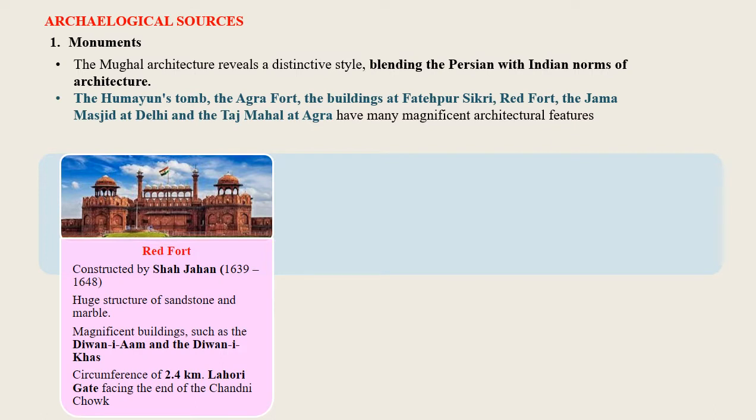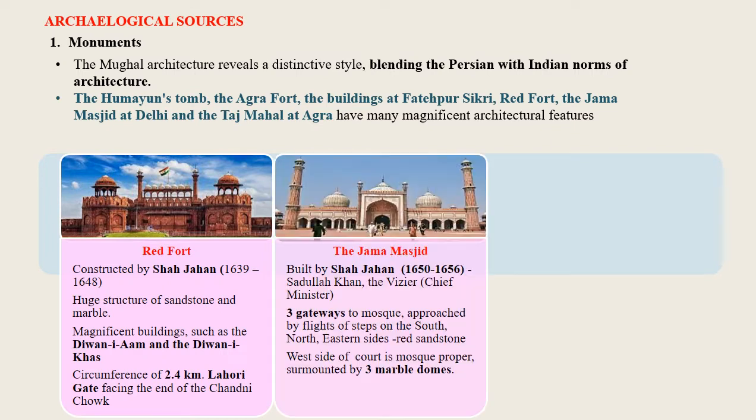The Lahori Gate facing the end of Chandni Chowk is very imposing, mainly because of the excellent side towers and the magnificent central arch. The Jama Masjid. This masjid was built by Shah Jahan during the period 1650 to 1656 under the superintendence of Sadullah Khan, the Vizier, the chief minister. There are three gateways to the mosque, approached by majestic flights of steps on the south, north, and eastern sides.